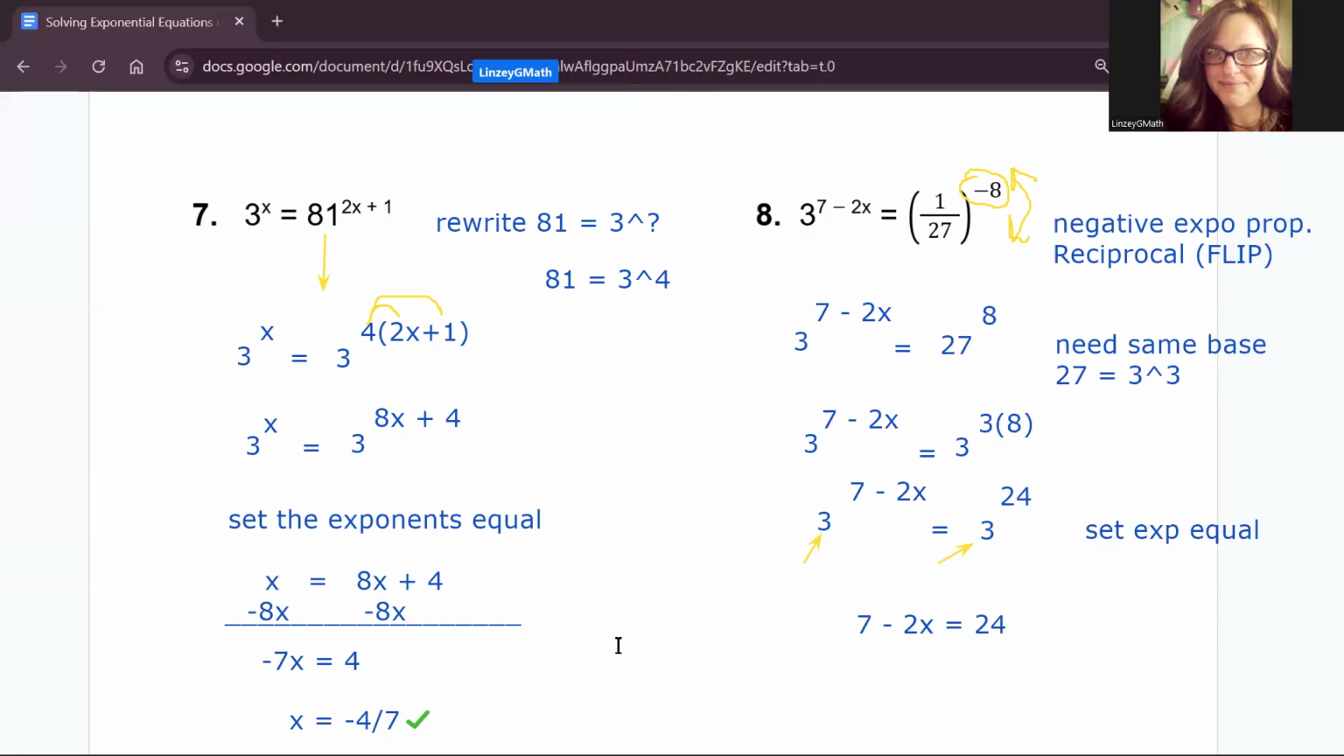We'll subtract 7. We get negative 2x is equal to 17. And divide by negative 2. We get negative 17 halves, which is equal to negative 8.5. And the last two problems.